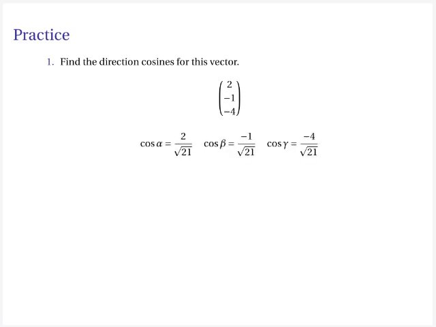Okay, and it's just what you think it is, 2 over radical 21, minus 1 over radical 21, and minus 4 over radical 21. You're just simply applying the formula. Next one.